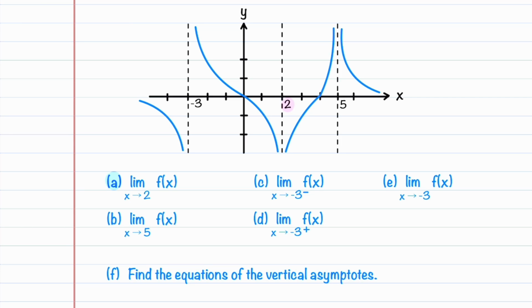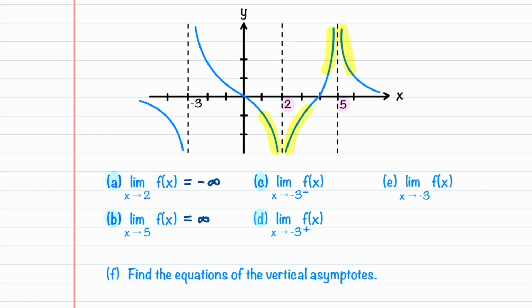As x approaches 2 from the left, we go to -infinity, and as it approaches from the right, we also go to -infinity, so this is equal to -infinity. Let's look at part B. For this one, we're taking the limit as x goes to 5. Let's go up here then and look at 5. And our function from the left goes to infinity, and from the right, it also goes to infinity. So this is equal to infinity.